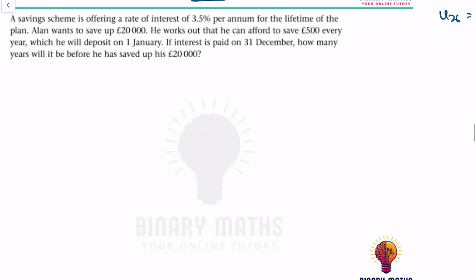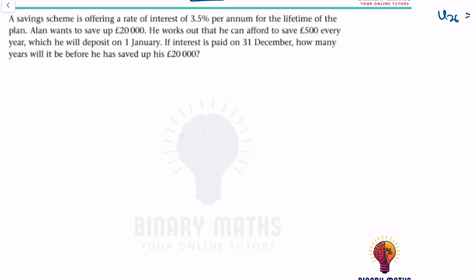A savings scheme is offering a rate of interest of 3.5% per annum for the lifetime of the plan. Alan wants to save up to £20,000. He works out he can afford to save £500 every year, which he will deposit on 1st January. If interest is paid on 31st December, how many years will it be before he has saved up to £20,000? So if we think about, we've got year 1, year 2, year 3. We've got money being paid on the 1st of January, and then we've got interest being paid on 31st December. So in year 1, you'll have £500 put in.